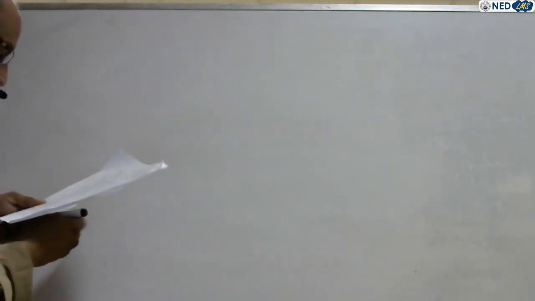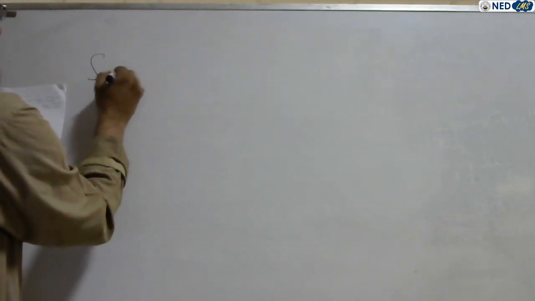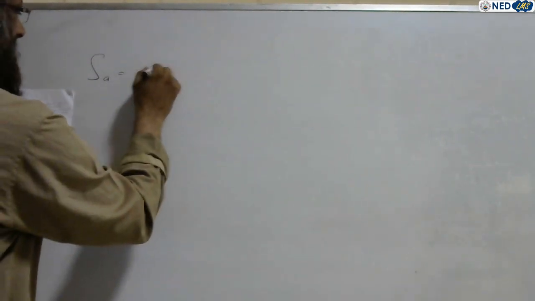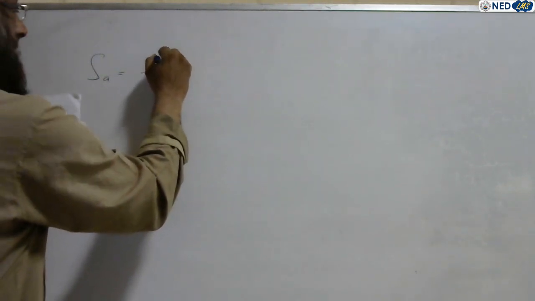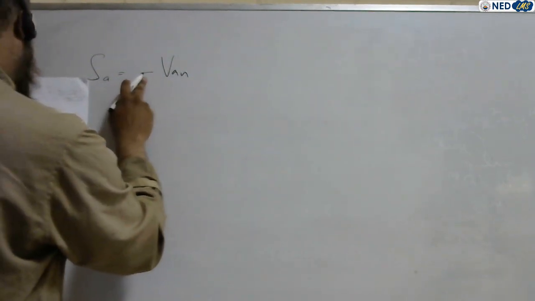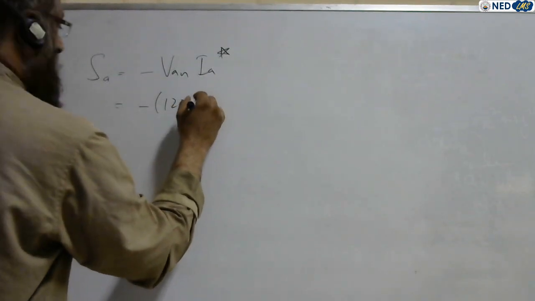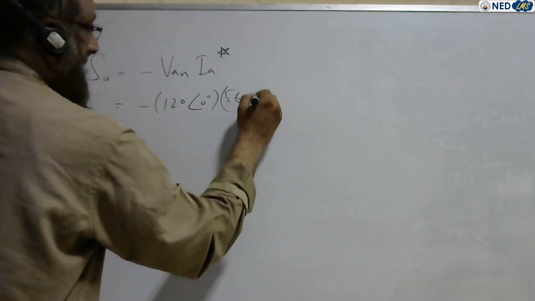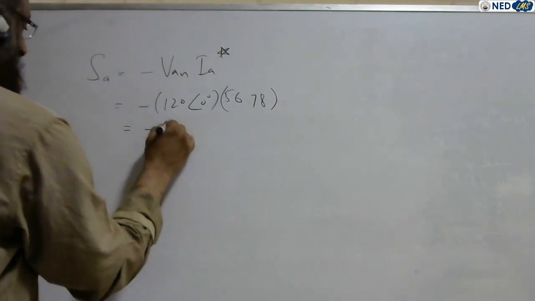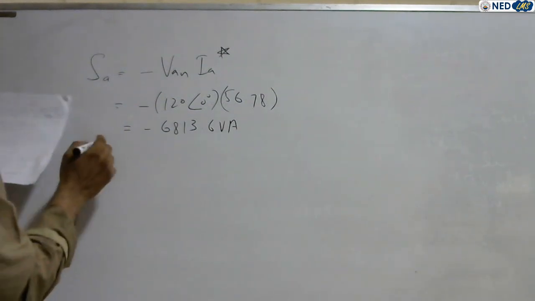Now it's the last part. We have to calculate the power supplied by the source. So the apparent power supplied by the source, that is sa. It is also different because every current is different. Because it is supplied power, there is a negative sign, right? We discussed this in some other problem previously. So this is minus Van times the current conjugate. And Van was given to us in the problem as 120 angle 0 degree, right? And for the current conjugate, only the magnitude of current is taken. So it comes out to be minus 6813.6 volt ampere, right?